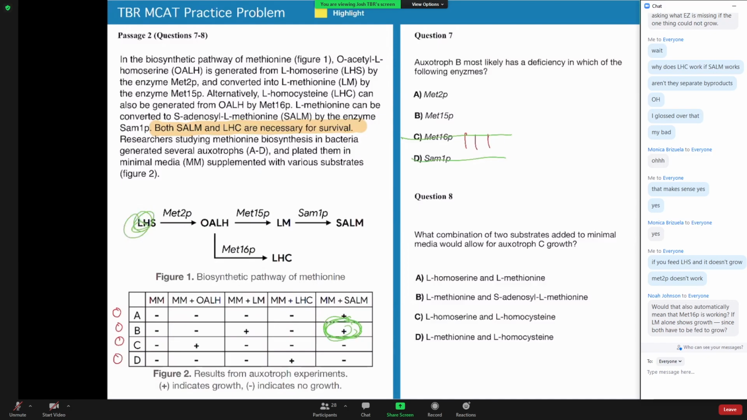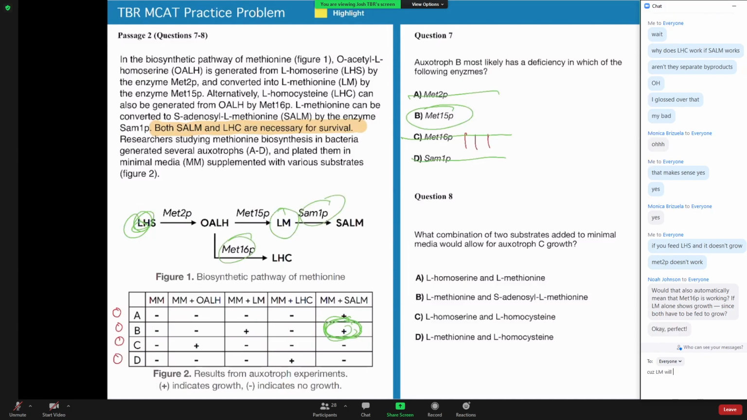Cool. So do you guys see how this works? And so the answer here is B. Would that also automatically mean that M16 is working if LM alone shows growth? So if you have LM, yeah, that's exactly what I did the first time, right? If LM shows growth, then you know this has to be working and you know this has to be working. Great.